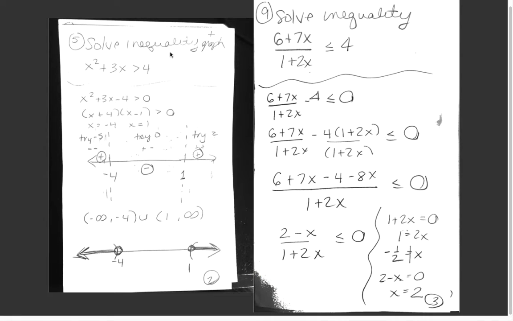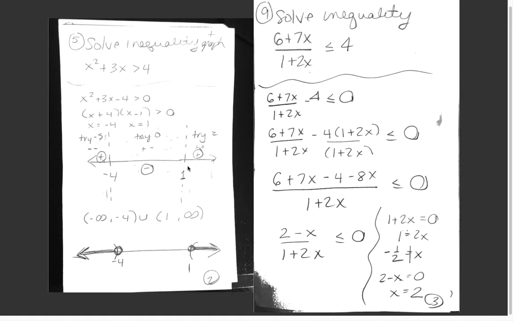This says solve the inequality and graph it. So here's my inequality, and we always want to be comparing with 0. So what we want to do is subtract 4 from both sides. We end up with this polynomial inequality. Just like the other one, we're going to factor. So we factor into x plus 4, x minus 1. That means x equals 1 and x equals minus 4 are critical points.